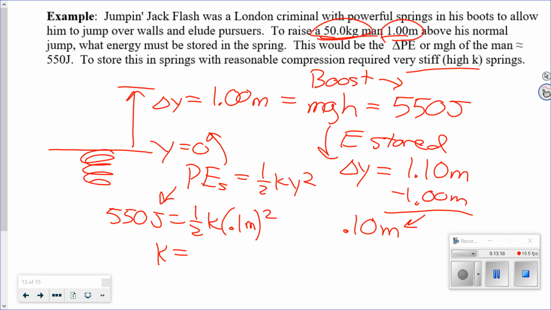It's been too long since I did this problem. Remember how my little spring is like 3 newtons per meter here in class. To launch you an extra meter in the air, and I'm way more than 50 kilos, but he's a little Jack Flash guy, it would take 110,000. A very, very strong spring.